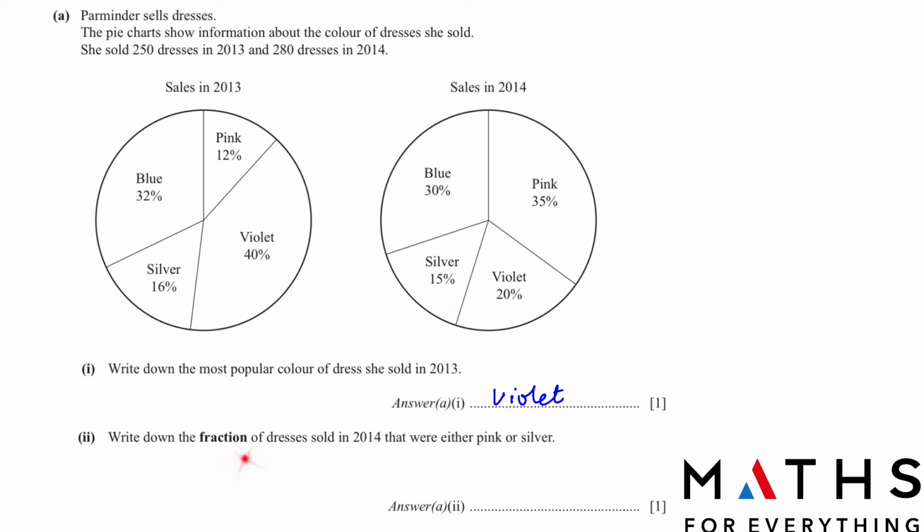Next, write down the fraction of dresses sold in 2014 that were either pink or silver. Pink and silver is 35% plus 15. So 35 plus 15 over the total, that is 100%. Just put this in the calculator and you will get 1/2.